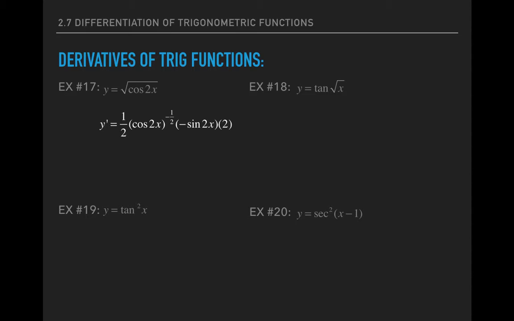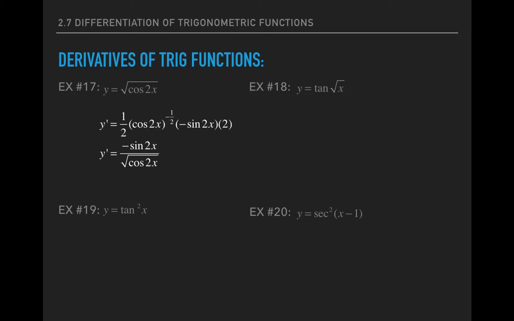Now we have quite a bit to simplify here. In the numerator, you'll have negative sine 2x, and the 1/2 and that 2 at the very end, they cancel each other out. And the cosine of 2x to the negative half power can be written as a root in the denominator.